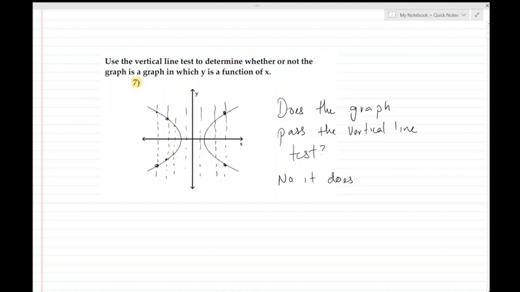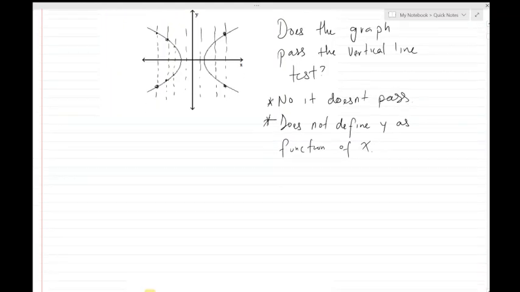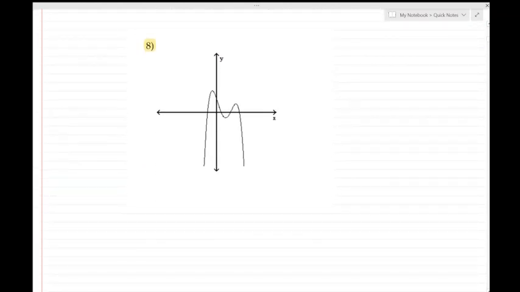But what else does it tell us? It tells us that the graph doesn't define y as a function of x. Okay, so that's the two things that it tells us. Overall, it's just one thing, but you can look at it different ways. So the graph does not define y as a function of x.